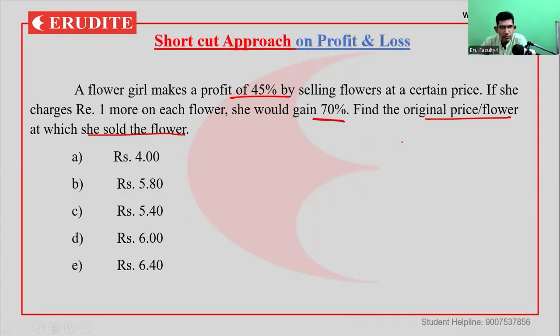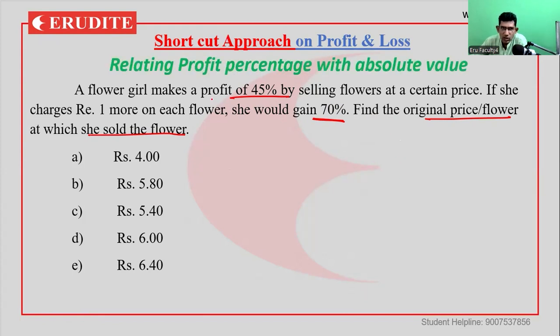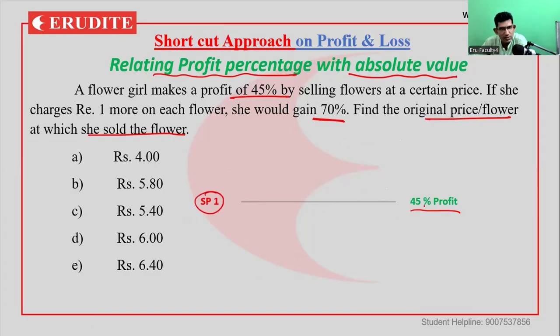But what is the shortcut approach here? The shortcut approach will be similar to percentage. That means here I have to focus on relating profit percentage with absolute value. Now, what is that? Initially I sold at 45% profit. So my first selling price was at the rate of 45% profit, and my second selling price was at the rate of 70% profit. So what's the difference in profit percentage?